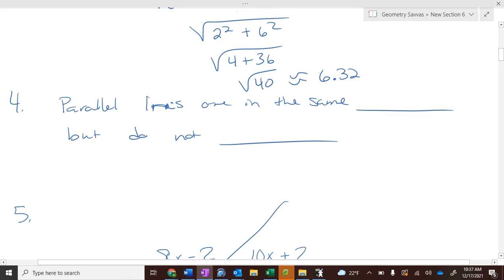Parallel lines lie on the same what? And the answer is plane. They lie on the same plane. They're on the same flat surface, but they do not intersect.